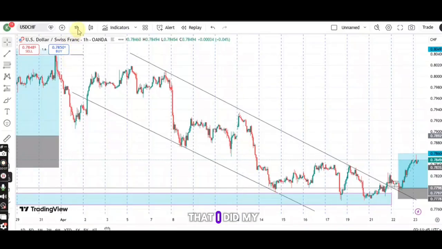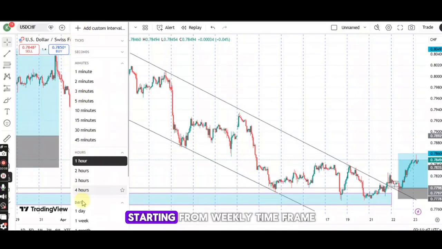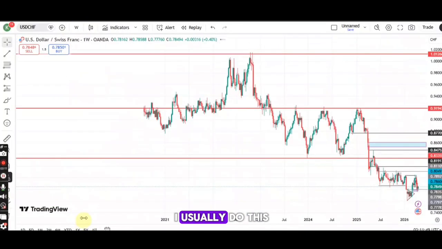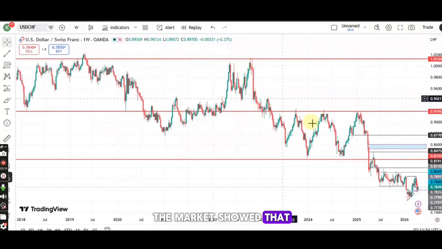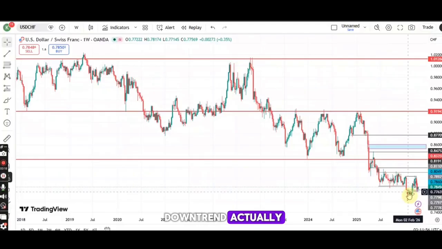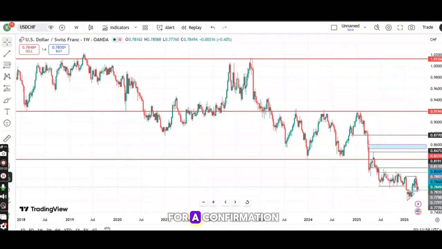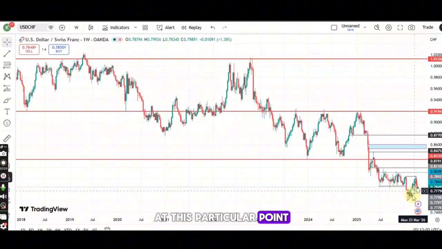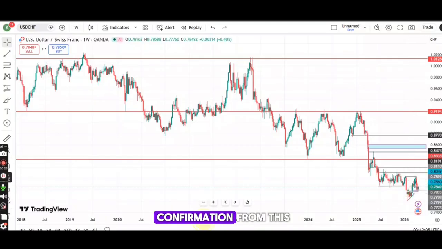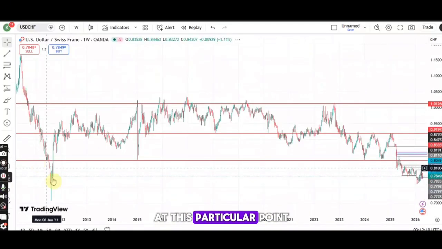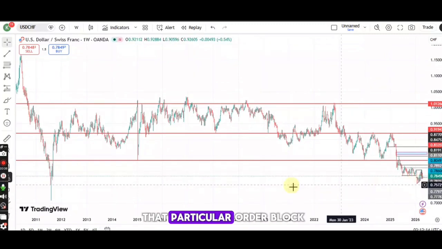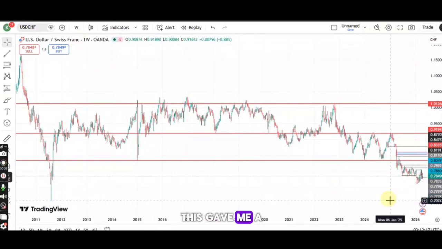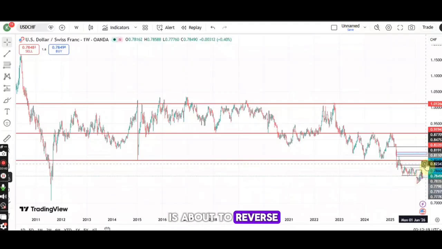What I did is that I did my top-down analysis starting from the weekly time frame. I usually do this all the time. From the weekly time frame, the market showed that it is in a downtrend actually. But I was looking for a confirmation to know that the market is about to reverse at this particular point. And I got that confirmation from this. At this particular point, I have another block and the market traded into that particular block. This gave me a sign that the market is about to reverse.